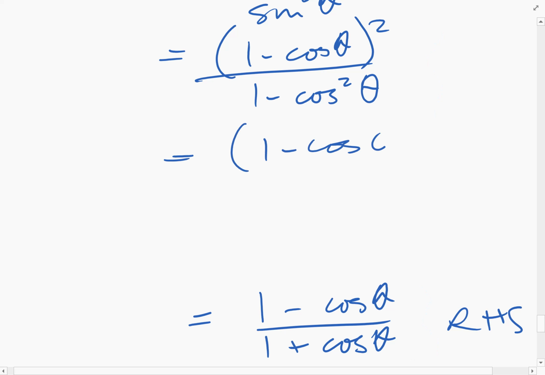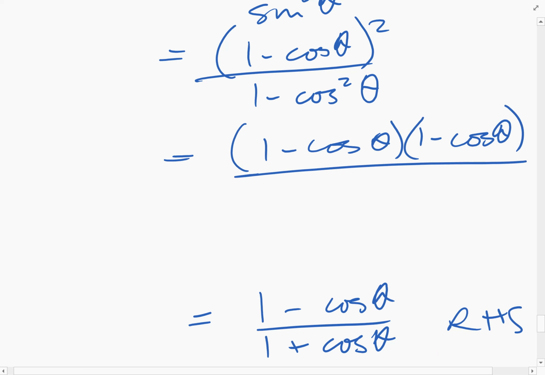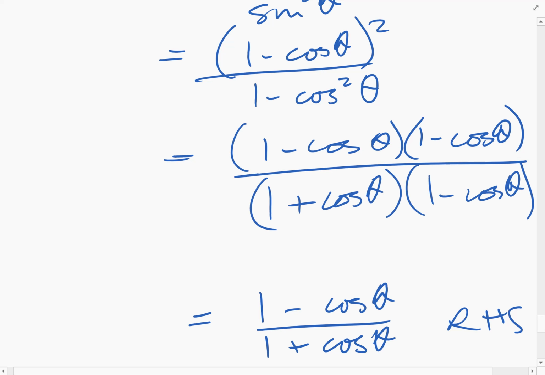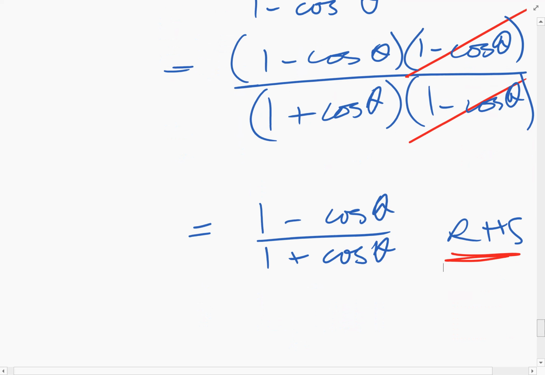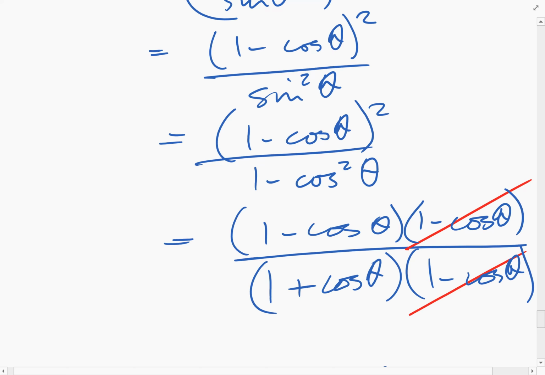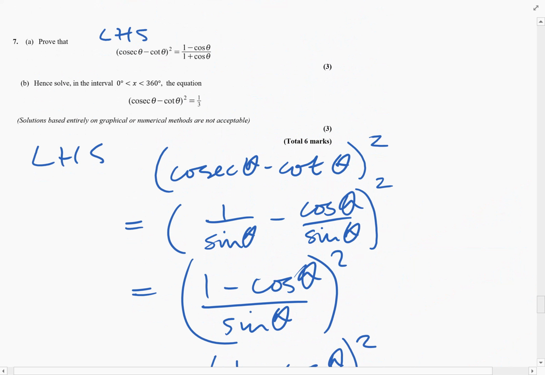So the numerator you can write like this, and then the denominator you can use a difference of two squares there. So that would be 1 plus cos theta times by 1 minus cos theta, which is excellent news, because now you know this will cancel with this, and we've ended up with the right hand side now. Okay, as I said, there's lots of ways of doing this question. I reckon that's probably the quickest way of doing it, but you might have done it a different way that still worked.